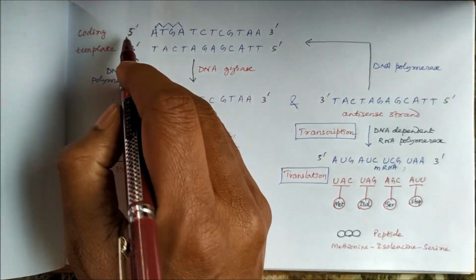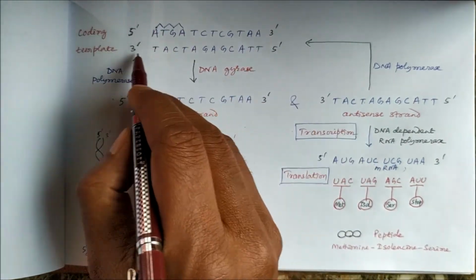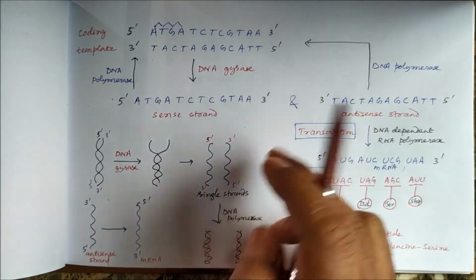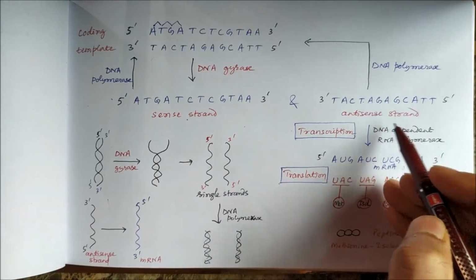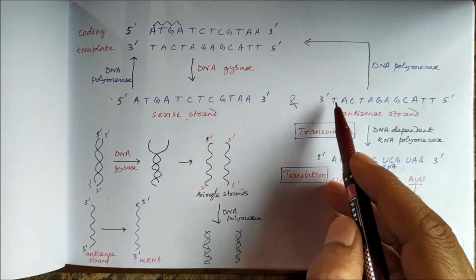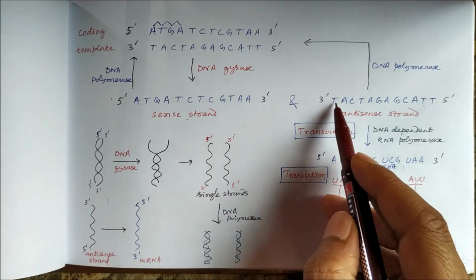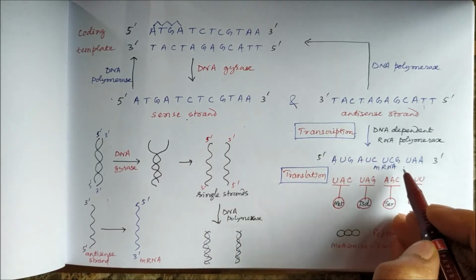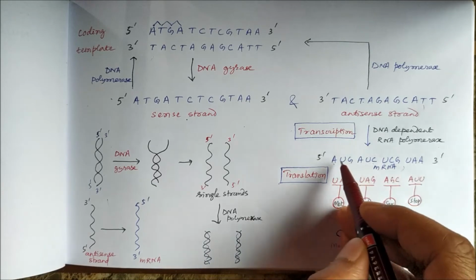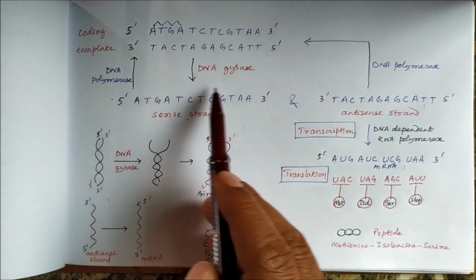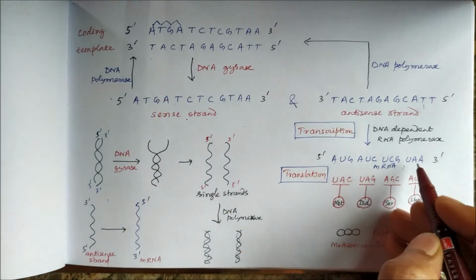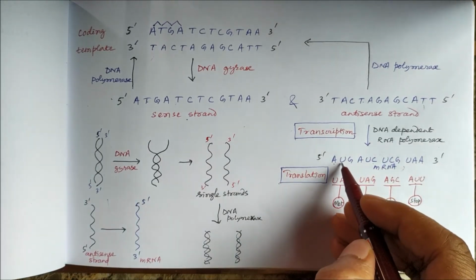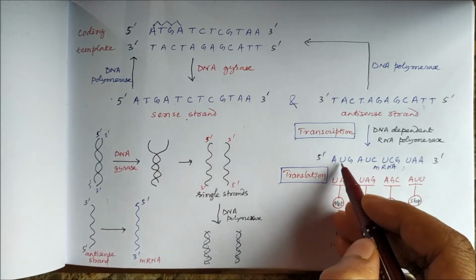So this is the 5' to 3' direction, the sense strand, and the 3' to 5' direction, the antisense strand. By the action of DNA gyrase, both the strands are separated. Now for this antisense strand, you can see the complementary is T to A to U, C to G, T to A, like this, and this is messenger RNA. And if we compare this messenger RNA base sequence with that of the sense strand, it will be almost the same. The only difference is that in the sense strand we have thymine, and in mRNA it is uracil.